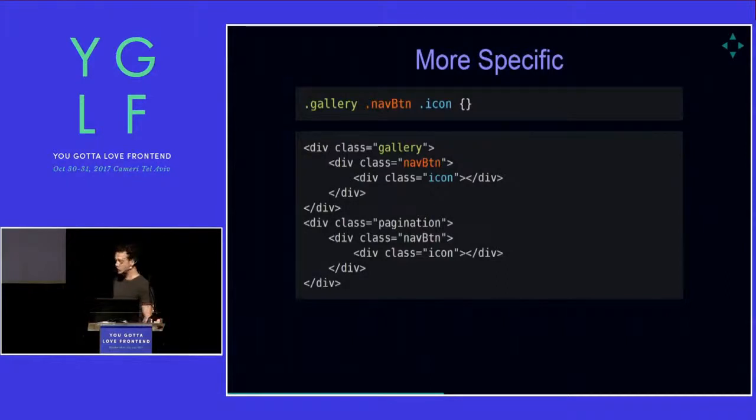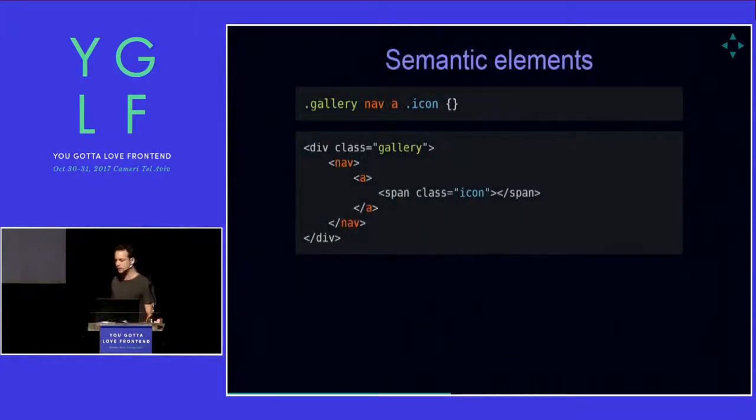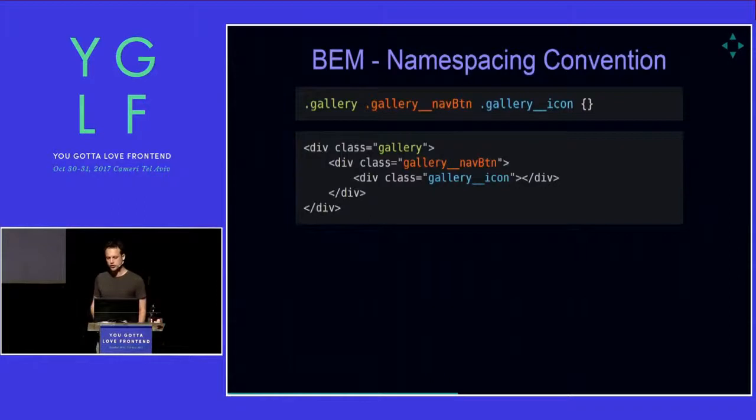But if our HTML structure looks a little bit different, it could be described instead of a nav button class with semantic elements, maybe a nav element with a nested anchor tag, basically replacing our nav button with semantic elements, or maybe with BEM convention. BEM stands for block element modifier. It's a convention that helps us create reusable components known as blocks. In our case, we have a gallery block with 2 inner elements, nav button and an icon.